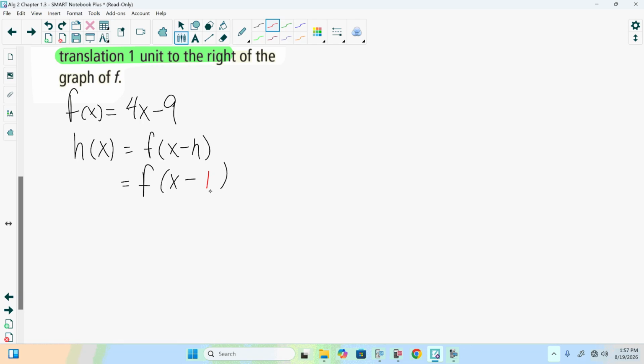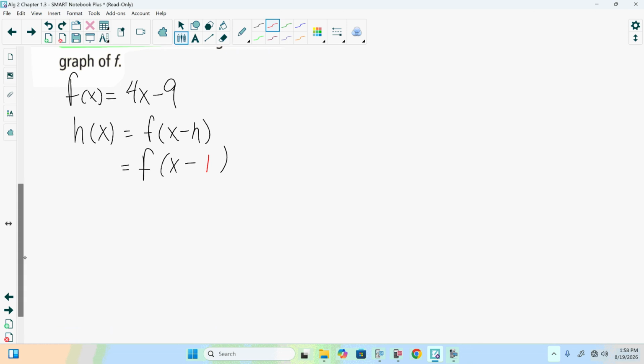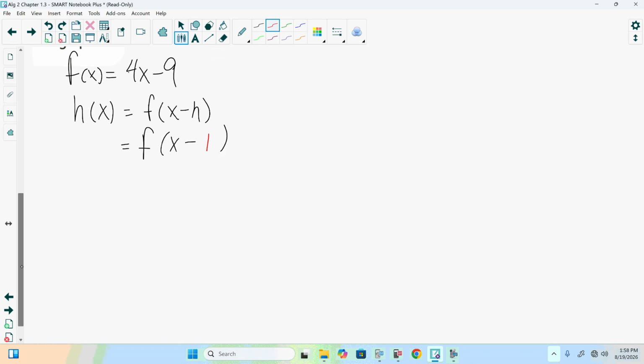It tells us we're moving 1 unit, yes? Specifically 1 unit to the right. So would it be positive 1 or negative 1? Positive because we're going right, yes? So we plug positive 1 in, which gives us x minus 1. Flipping that sign. Questions on this here?